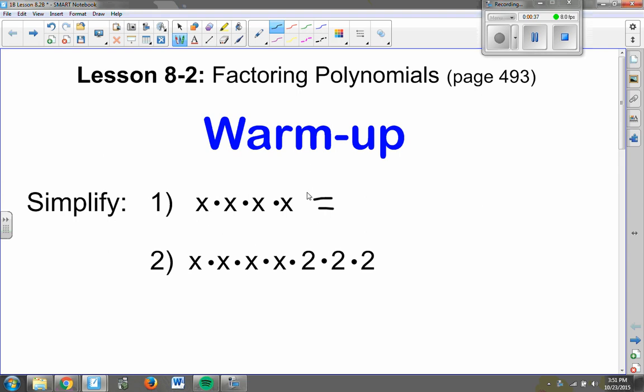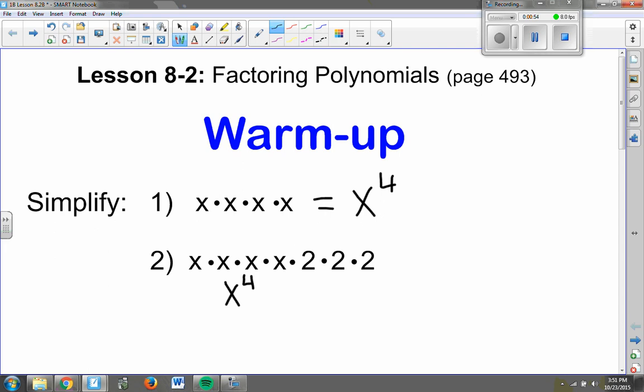So I hope that it is review for you that x times x times x times x, when I have 4 x's all multiplied out together, that means x to the 4th power. So in the second one, number 2 here, when I have x times x times x times x, again, that is x to the 4th power.